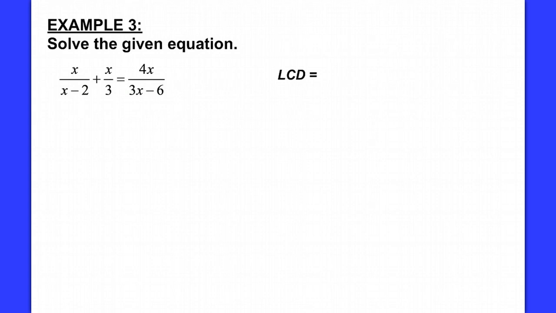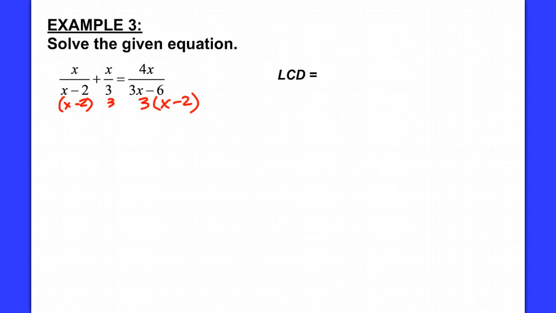Okay, our next example is very much along the same lines. I'm just going to give you a few problems here I wanted you to kind of review with me. We look at our fractions and our denominators. These first two don't factor at all. This last one factors to 3 times x minus 2.